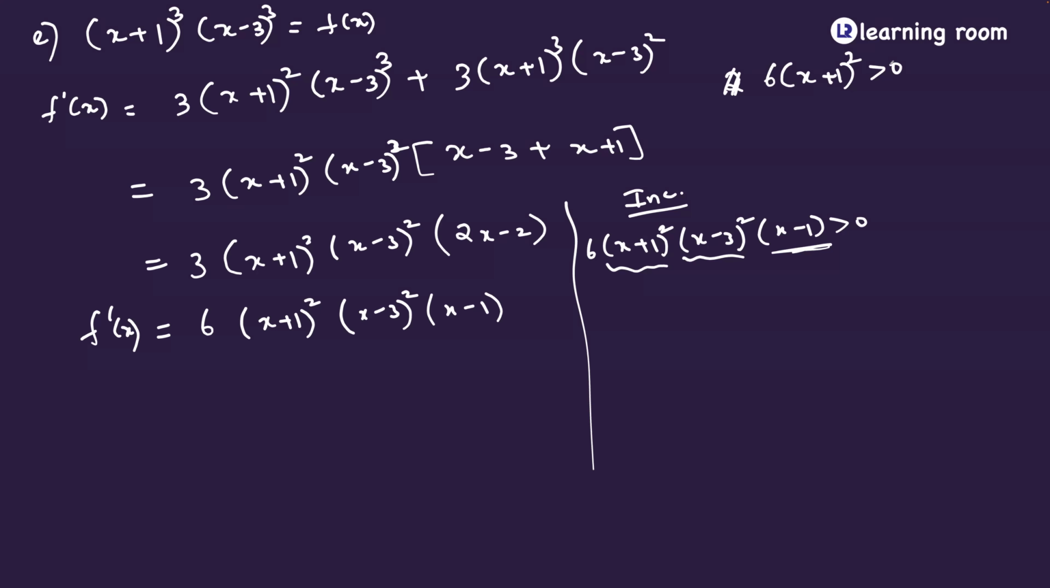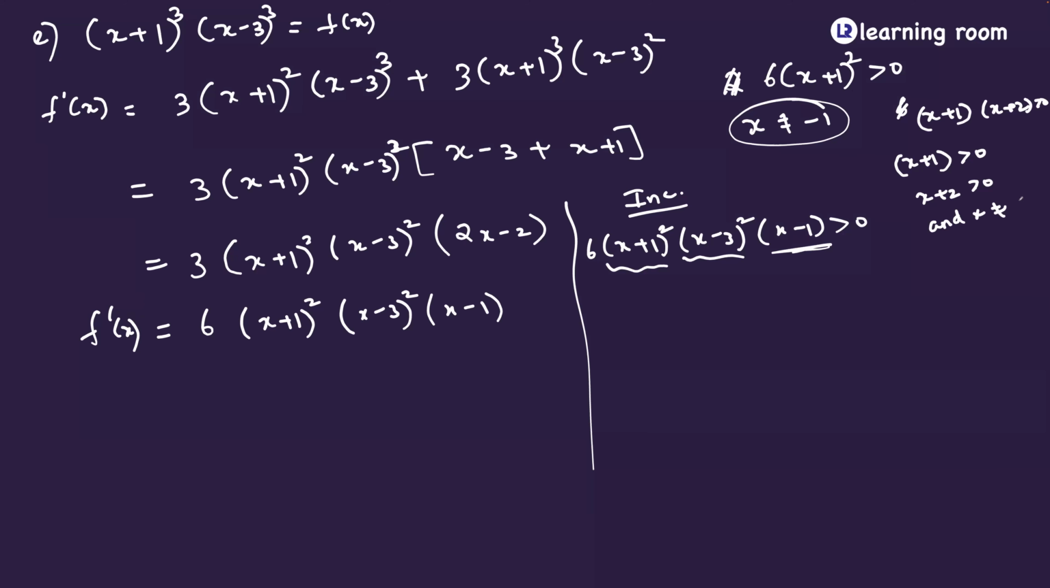Except for x should not be equal to -1. Because when I put -1, what will happen? I'll get a 0. And moreover, when you're dealing with inequality, for example, if I have (x plus 1) into (x plus 2) greater than 0, if I write x plus 1 greater than 0, then it means that x plus 2 is first thing greater than 0 and x is not equal to -2.